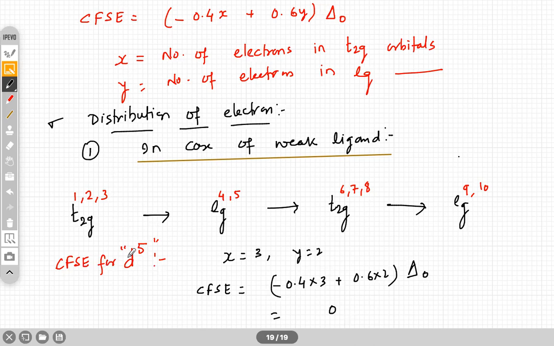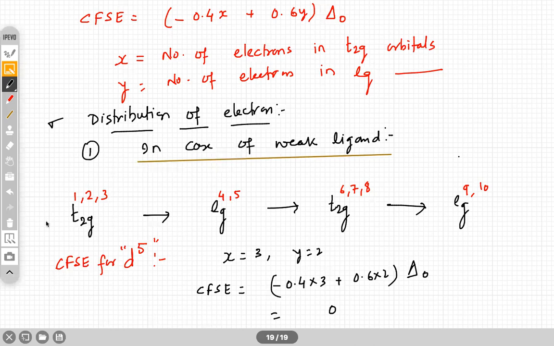Similarly, for any configuration you can find out depending upon the nature of the ligand. Suppose it's a D8 configuration. Then what is the value of X? The value of X is 6 and Y is 2. Substitute X and Y here and you'll get CFSE in terms of delta O. Did you get this, all of you? Yes, sir. Okay.